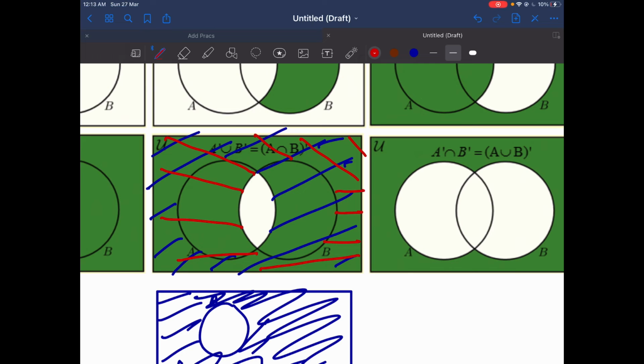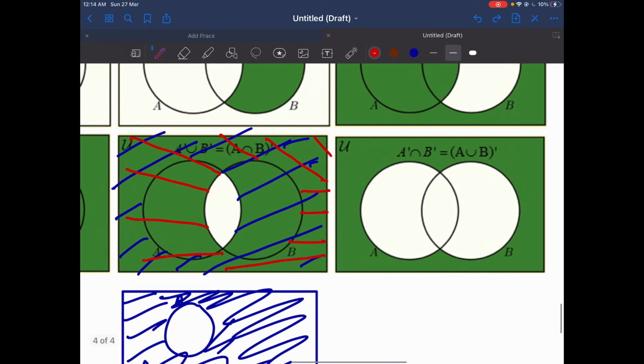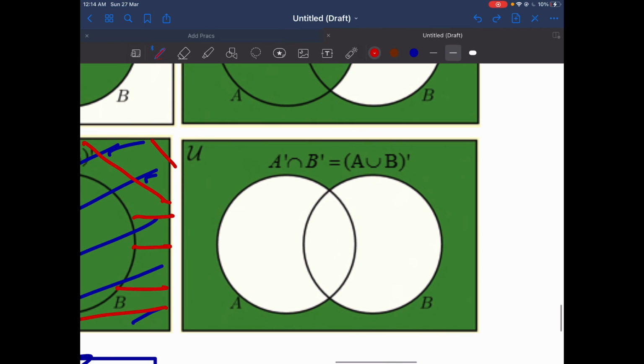So a good trick when identifying the areas for union would be to use 2 different colored pens to see which parts are shaded overall.